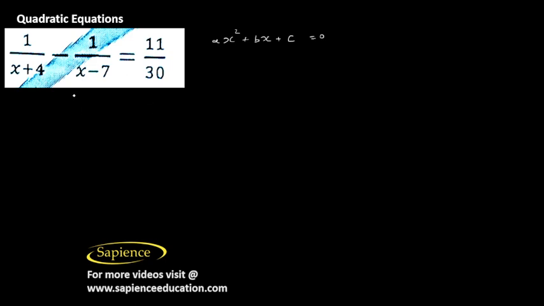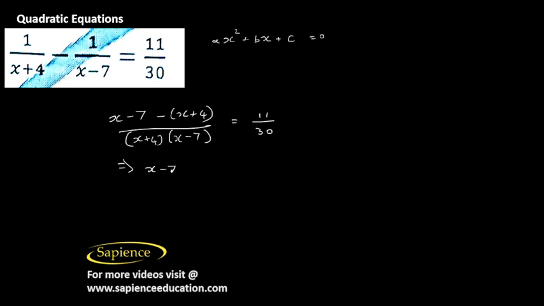So let us convert the denominators. Let us try to bring the denominators to the numerators. So there are two terms and both the terms have different denominators. So we can take their LCM and we can add them, or in this case subtract them. So let us do that. X minus 7 must be multiplied with the first term. So x minus 7, and in the next term minus of x plus 4 divided by the product of these two terms, that is x plus 4 into x minus 7 is equal to 11 by 30.